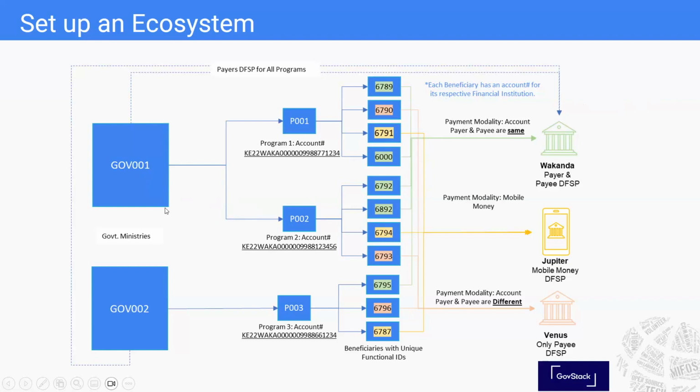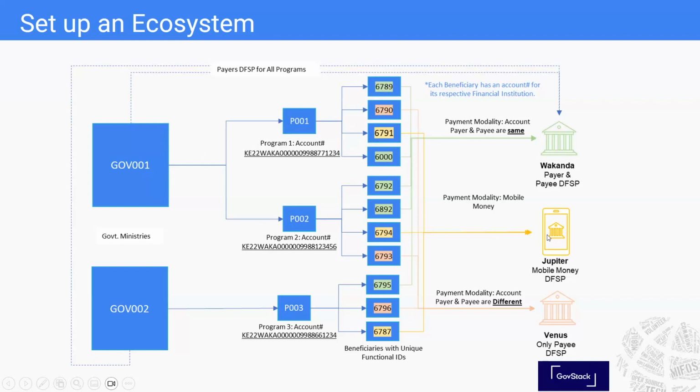Then, let's say the government 001 employee initiates a bulk payment. How do they do that? They do that through the interface that they have. They create a batch and send a bulk payment request to the payment hub. The payment hub receives that request, and let's say it selected all of these beneficiaries. As you can see from over here, all of these beneficiaries have payments that have to be made into various accounts. Two have accounts in the Wakanda bank.